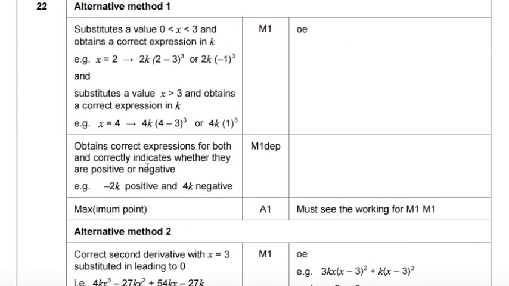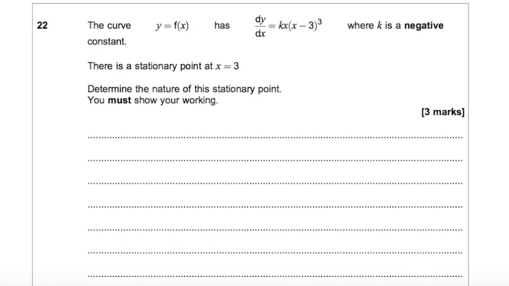Okay, right, so on to the last question of the paper. Alright, so the curve f of x has differential equation kx(x minus 3) cubed, where k is a negative constant. There is a stationary point at x equals 3. Determine the nature of this stationary point. You must show your working.